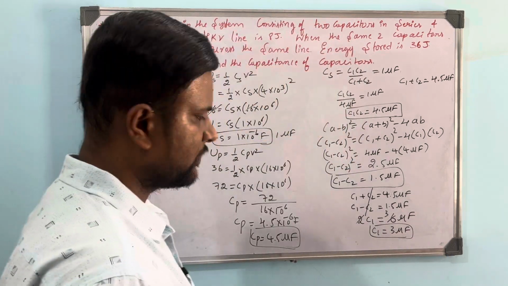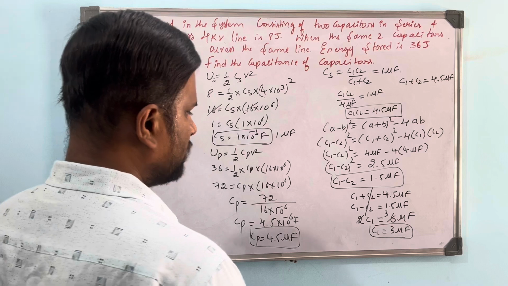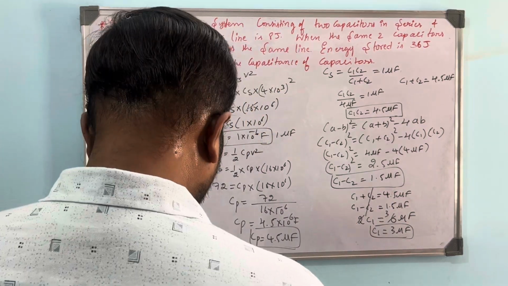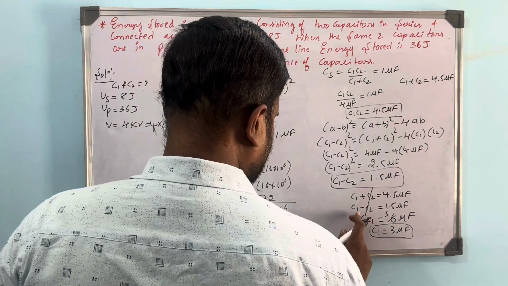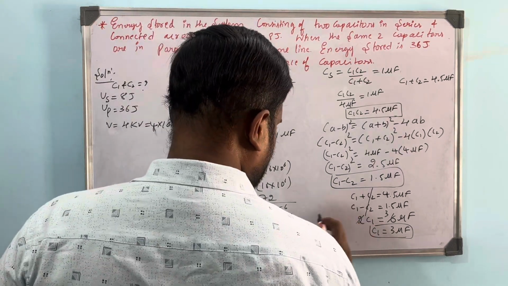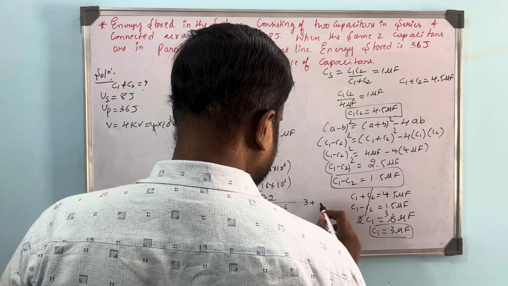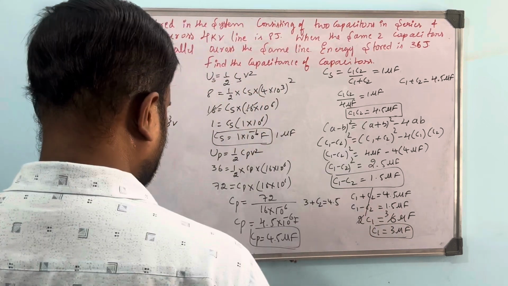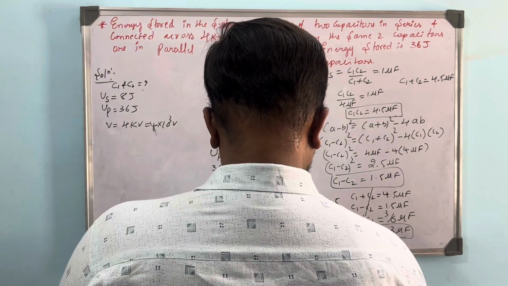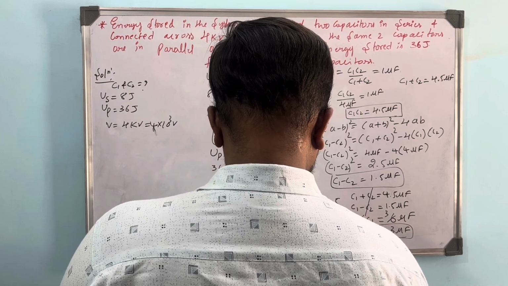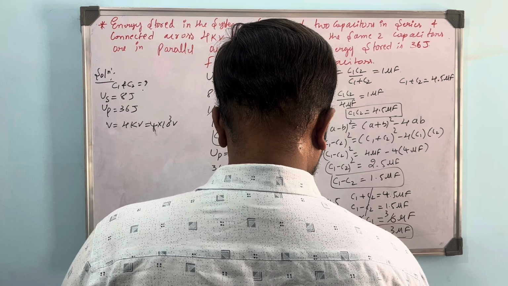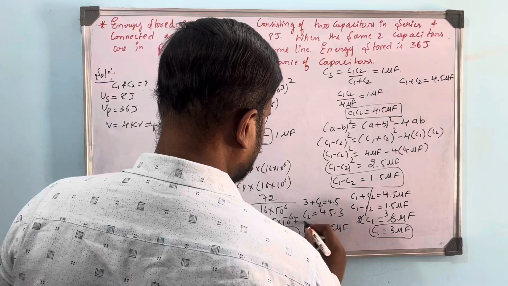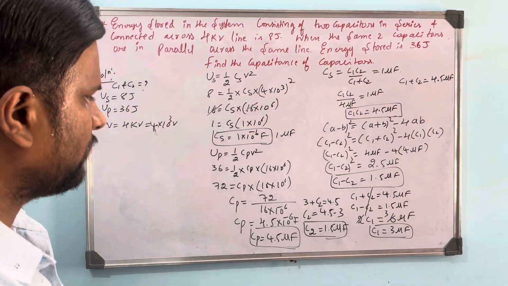So the C1 value I got. In order to calculate the C2 value, substitute this C1 value in any of these equations. I will substitute here: C1 value is 3 plus C2 is equal to 4.5 microfarad. So C2 becomes 4.5 minus 3, that is 1.5 microfarad. So C2 becomes 1.5 microfarad and C1 becomes 3 microfarad.